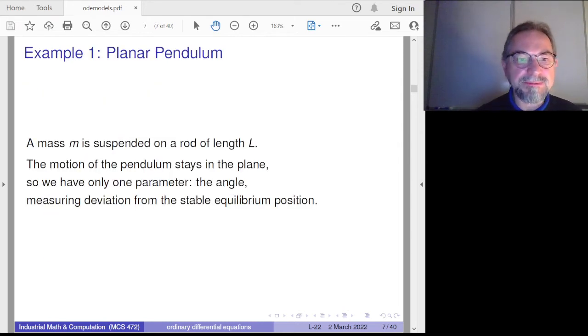Now there are 2 examples from mechanics. So consider a pendulum in the plane. So we have as input parameters the mass and the length of a rod that attaches the mass. So in equilibrium position, the angle is 0, and we have one variable that measures how far the pendulum, the mass, is from its stable equilibrium position, which means just a vertical suspended position when there is no motion at all.